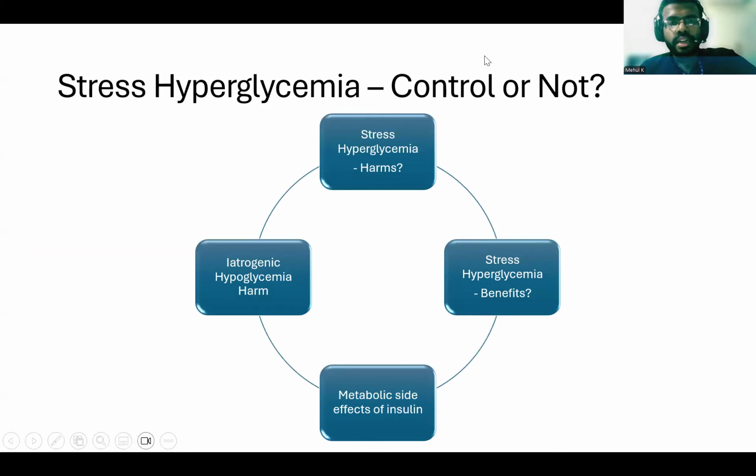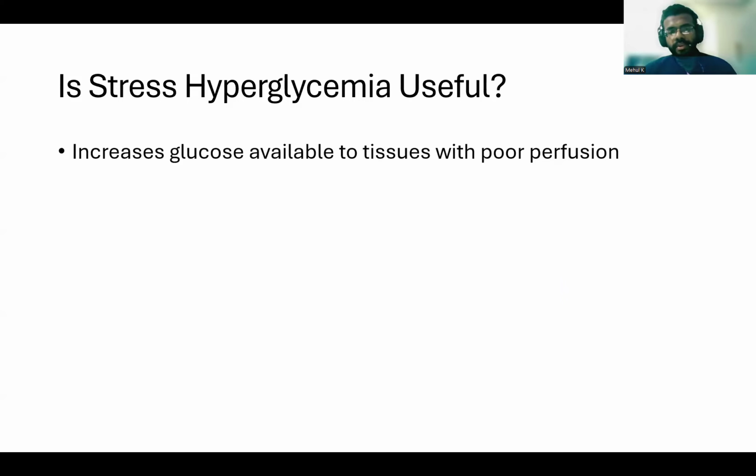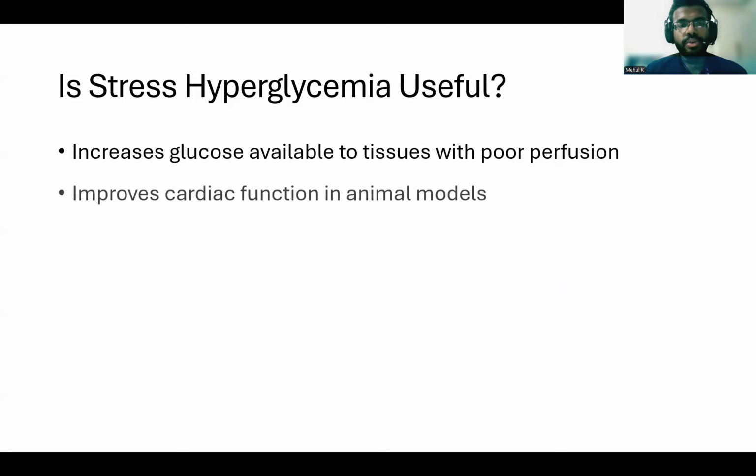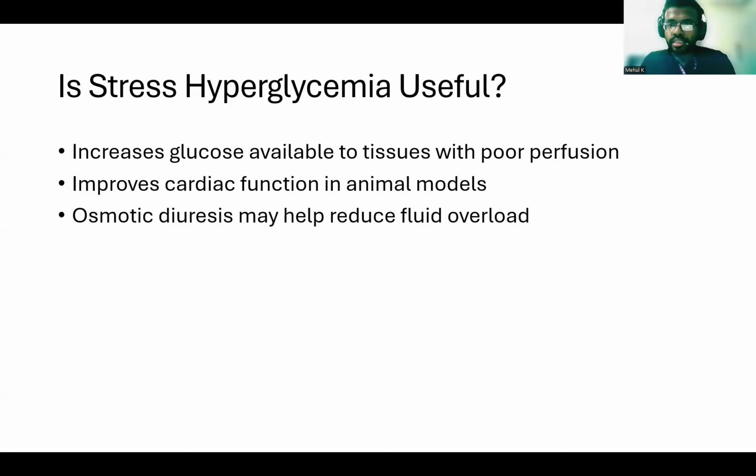You have to understand a few things: the possible harms of stress hyperglycemia, possible benefits of it, some of the iatrogenic harms of giving too much insulin, and some of the metabolic side effects of insulin. So is this thing actually useful? Well, actually yes. In patients who have poor perfusion, having increased glucose available to the tissues can be a good thing. It has been shown to improve cardiac function in animal models, and osmotic diuresis, although it is considered a bad thing in DKA and all, can actually be a good thing in other types of patients to help reduce fluid overload.